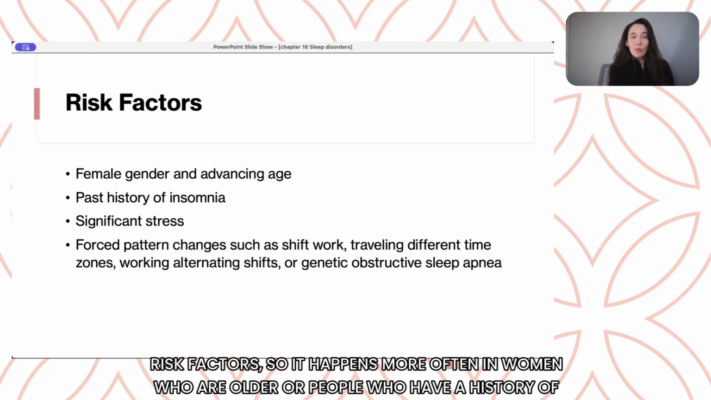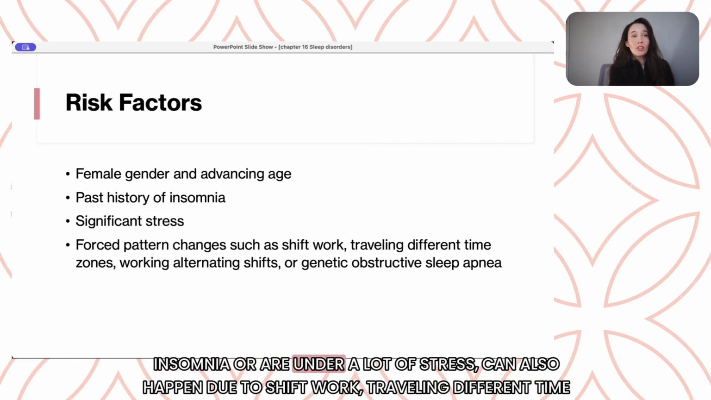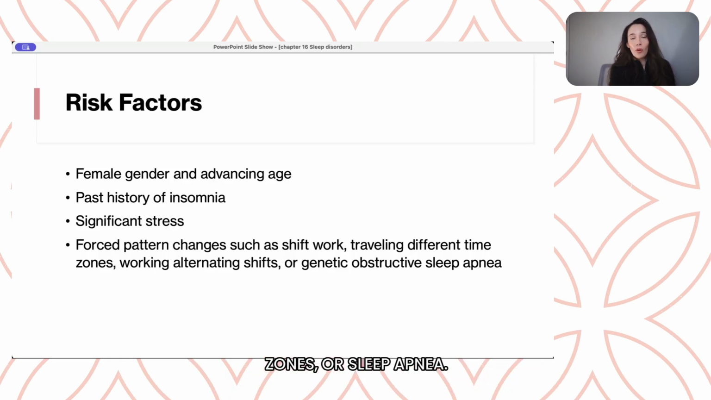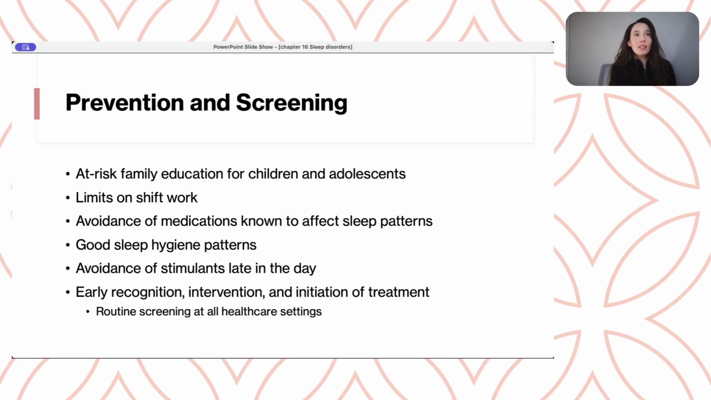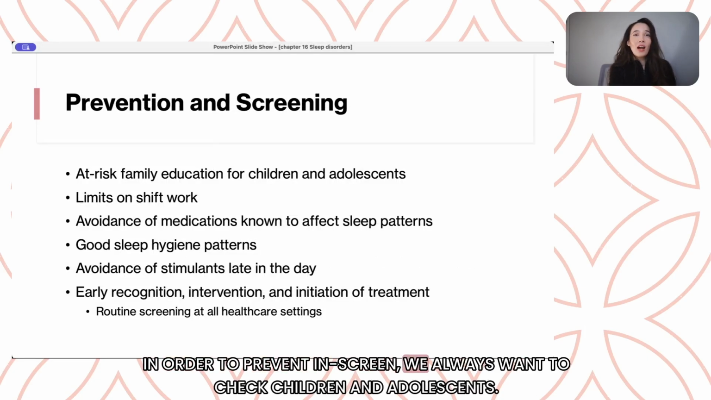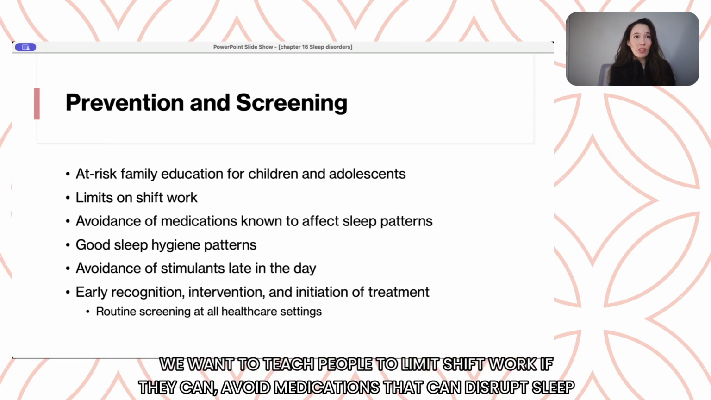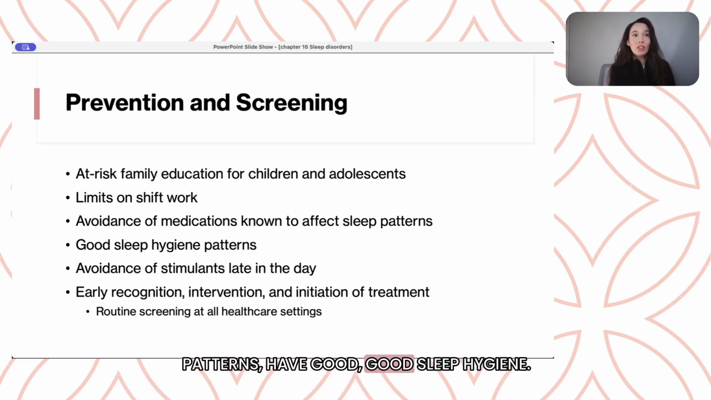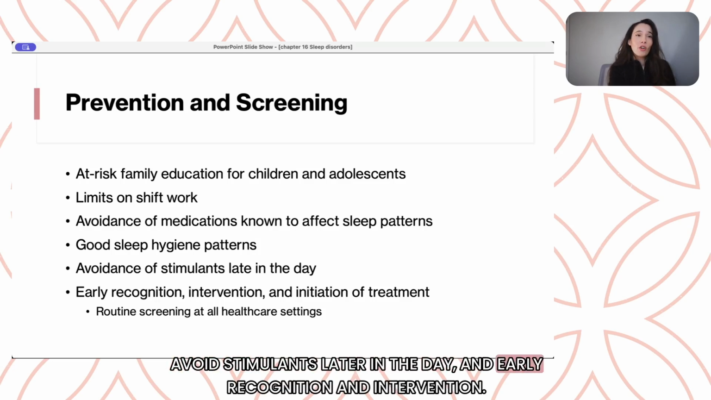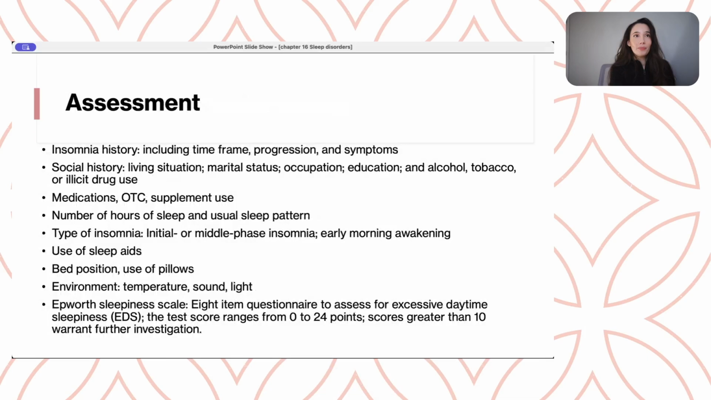Risk factors: it happens more often in women who are older or people who have a history of insomnia or are under a lot of stress. It can also happen due to shift work, traveling different time zones, or sleep apnea. In order to prevent and screen, we always want to check children and adolescents. We want to teach people to limit shift work if they can, avoid medications that can disrupt sleep patterns, have good sleep hygiene, avoid stimulants later in the day, and early recognition and intervention.